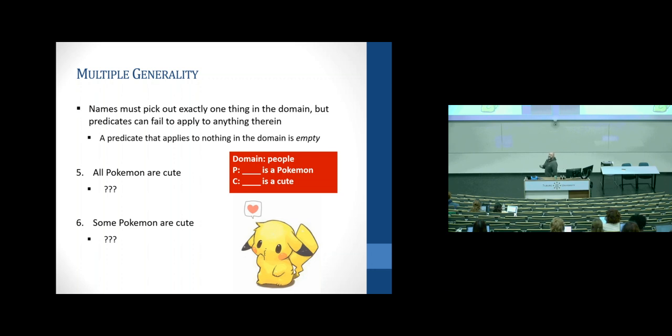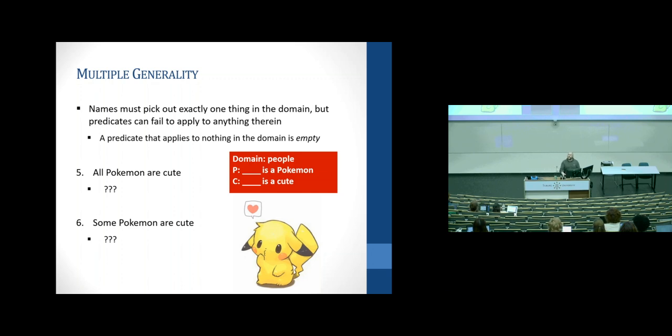So for example, if we took the domain of people that are in this room right now, if we use the predicate is outside the room, that's a predicate that doesn't apply to anything in the domain. To put some technical terms on it, we'll say a predicate that applies to nothing in the domain is empty. Now, empty predicates are kind of weird because we can use them for various things. And I want to give you an example of how we might use them. So let's take our domain to be people, and let's have the predicate P be is a Pokemon, and the predicate C be is cute.